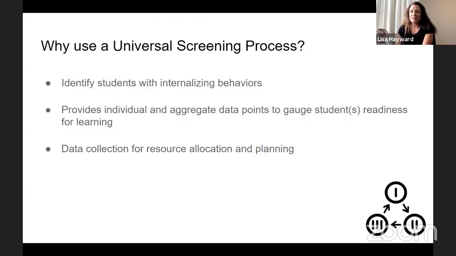We always start each session from a preventative lens, and today the preventative lens is identical. So why would a school, why would a district use a universal screening process? From the prevention perspective, they allow us to identify students with internalizing behaviors. They also provide individual and aggregate data points to gauge student readiness for learning, which is really critical. And finally, but of equal importance, they allow data collection for resource allocation and planning, both school-wide and district-wide.